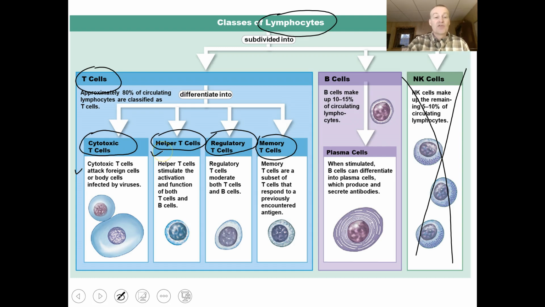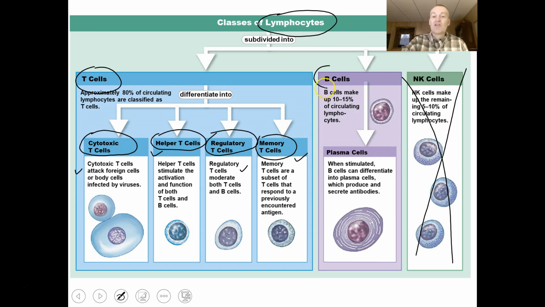Helper T cells are going to aid or stimulate the activation of both T cells and B cells. We are going to have ways of regulating this acquired immunity through regulatory T cells, and these help to moderate T cell and B cell activity. And then anytime a T cell or a B cell is activated, it's going to form a subclass of cells called memory cells, which respond to that specific kind of antigen next time around that you're exposed to it.